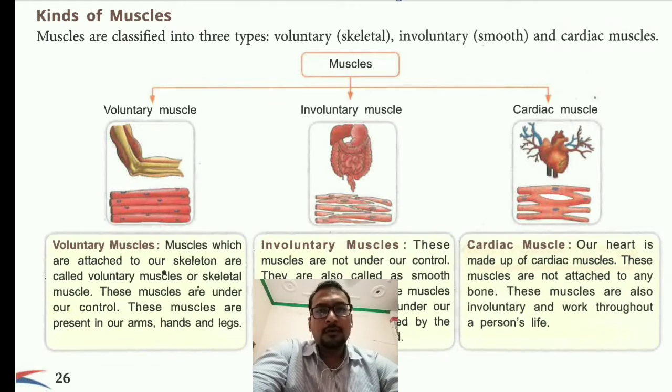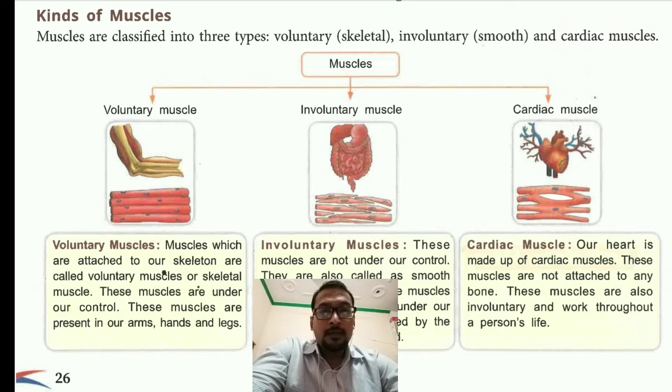So let's study now the kinds of muscles. Muscles are classified into three types. Voluntary muscles, which is generally skeletal muscles. Involuntary muscles, generally smooth muscles, and cardiac muscles.